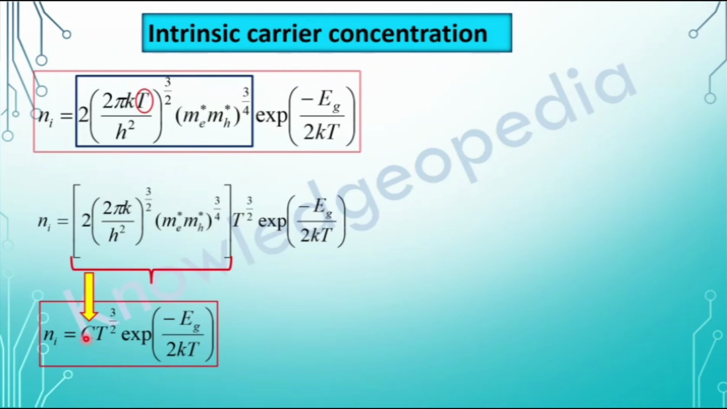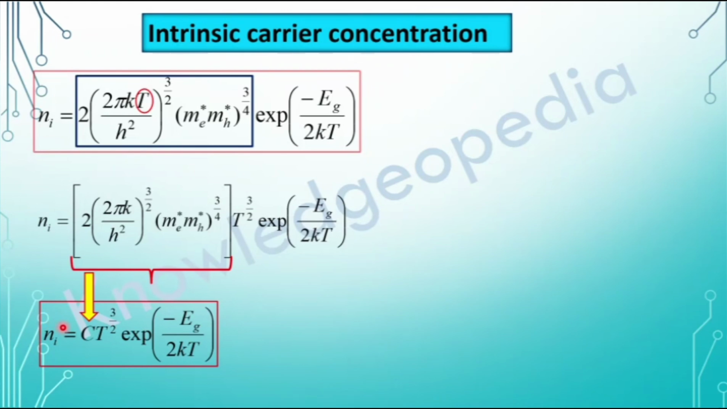This shows that the intrinsic carrier concentration depends on the temperature. As the temperature changes, there will be change in carrier concentration. That is obvious, because as the temperature changes, the electrons present within the valence band, their energy changes, and the number of electrons moving from valence band to conduction band changes. As the number of electrons are changing, number of holes will also change accordingly, and we will be getting a different value for intrinsic carrier concentration, that is Ni.